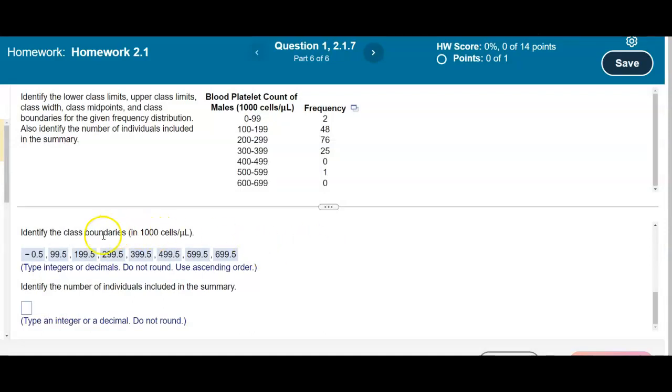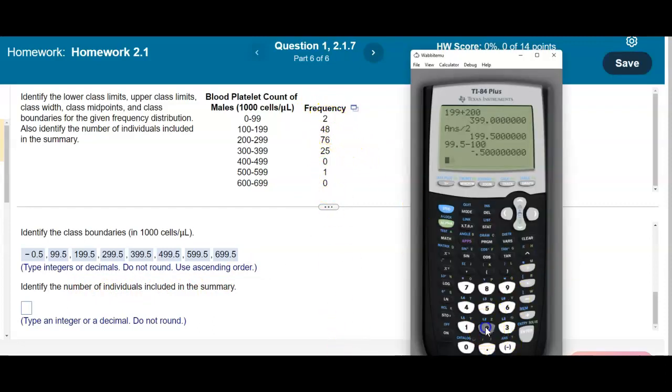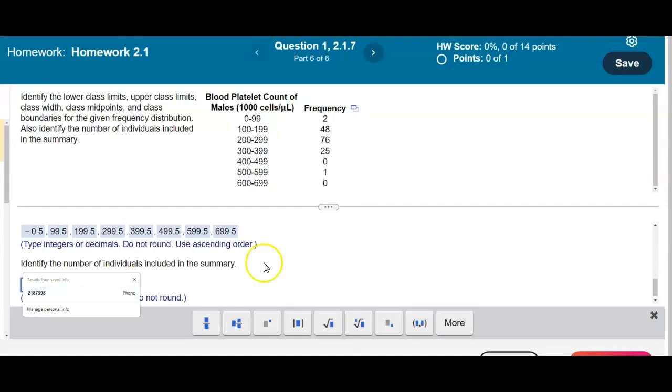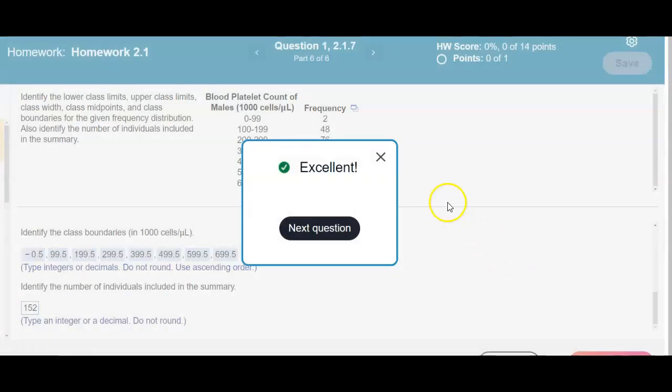Now again, keep in mind that you need to have the class boundary that's below this class and one that's above this class, and you can see that that works here. Okay, now we want to be able to identify the number of individuals included in the summary. So we want to total up the individuals in the frequency. We're going to take 2 plus 48 plus 76 plus 25 plus 0 plus 1 plus 0, and that gives us a total of 152. So let's go ahead and put that in there, 152. And there's our answer.